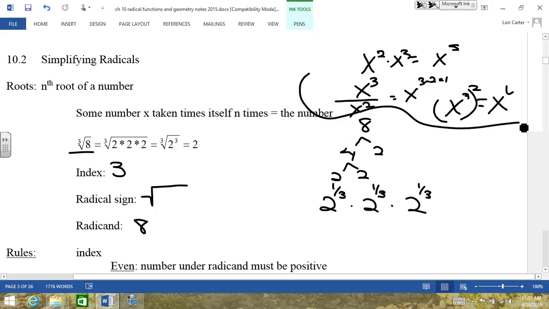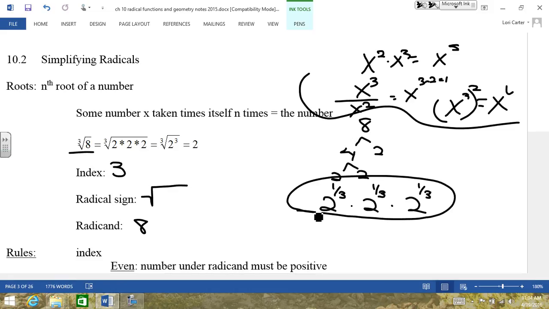Now, this means I have 2 to the 1/3, 2 to the 1/3, 2 to the 1/3. I'm multiplying. What do I do with the exponents? You add them. How do I get to 1? You add all of the 1/3's. So 1/3 plus 1/3 plus 1/3 is 1. So these three together equal 2 to the first power.